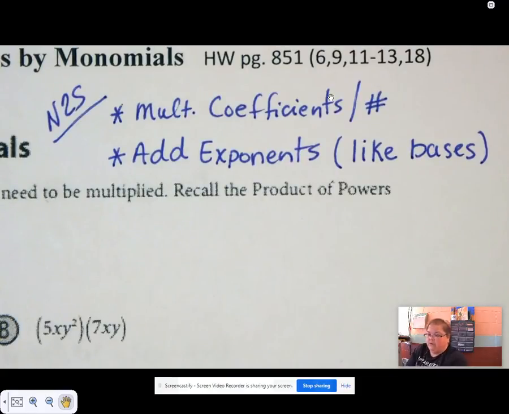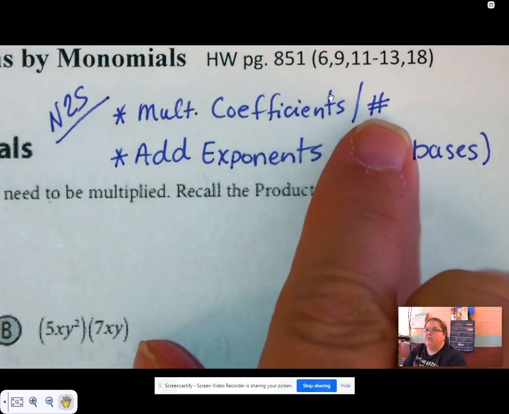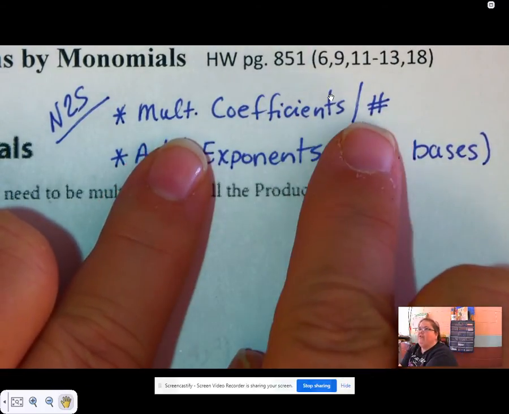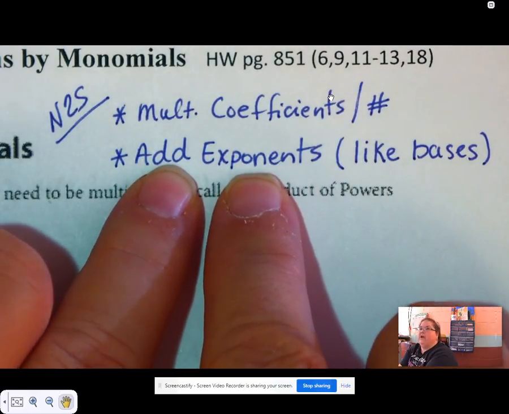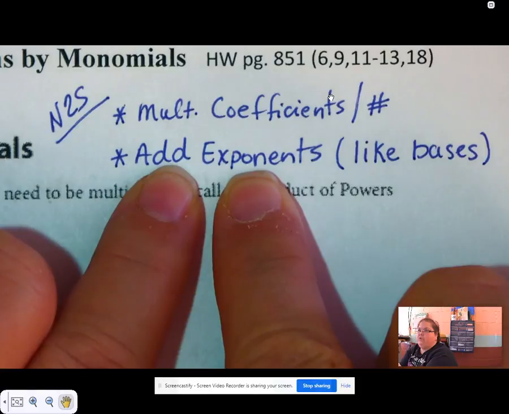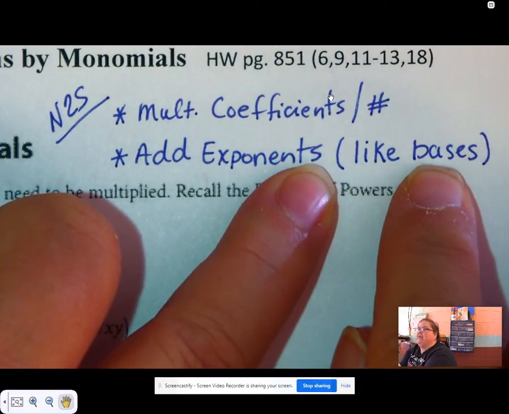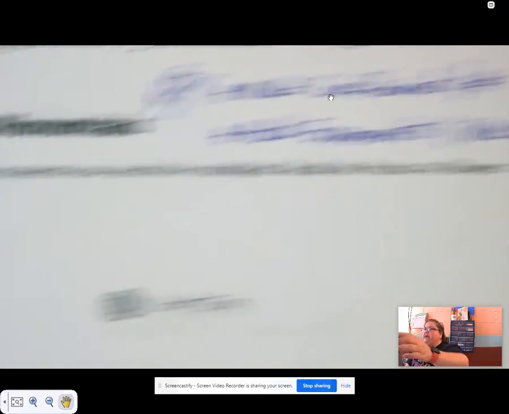One more time, here we go. Multiply the coefficients or the numbers, because you might have to multiply to a constant. Multiply coefficients or numbers. Add the exponents. Because we're multiplying, we add the exponents of variable terms only if they are like bases. Okay? Let's put this into play.